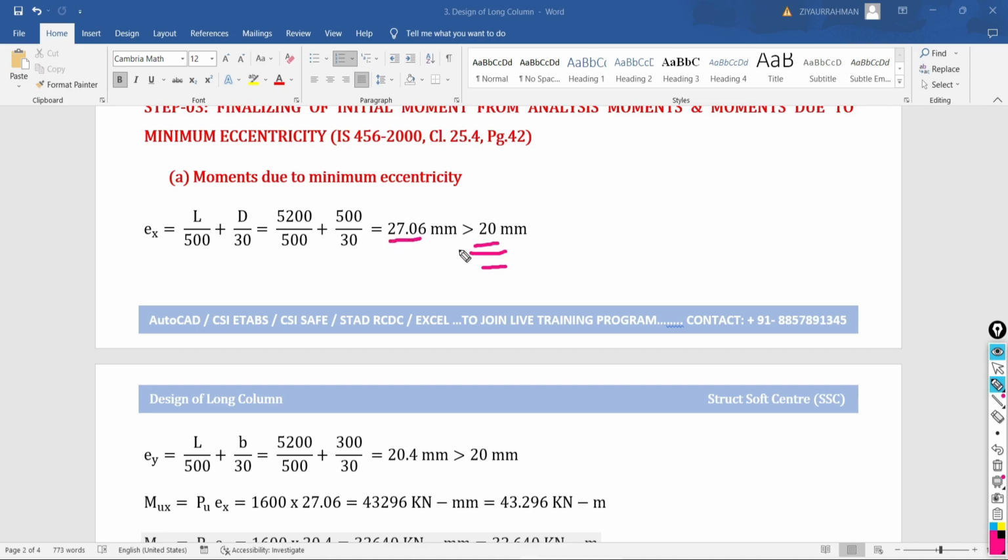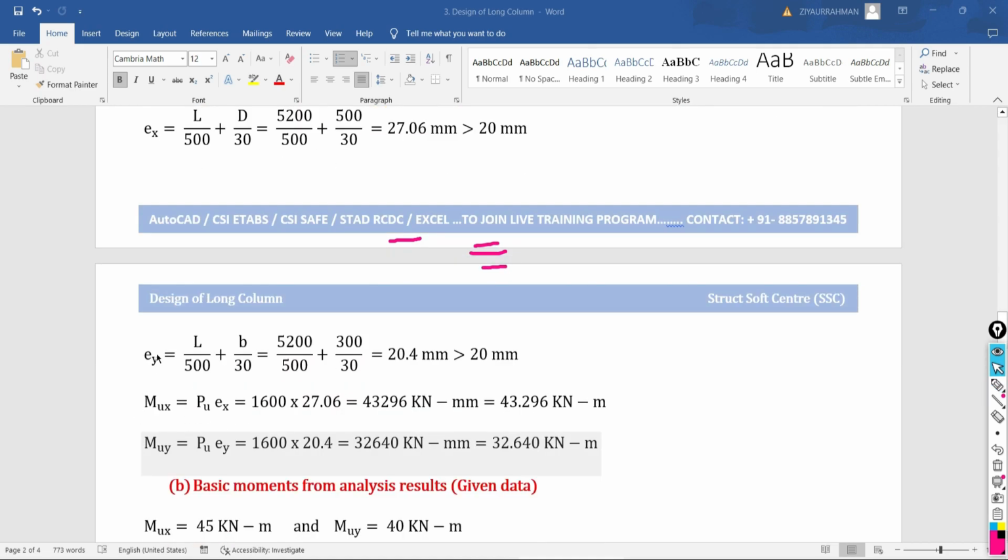If this value is coming less than 20 mm, at that time we have to consider at least 20 mm. Now next, we have to do the calculation for the eccentricity in y direction. Again, unsupported length divided by 500 plus width of the column divided by 30. After doing the calculation, we are getting the value of 20.4 mm, which is again greater than 20 mm. So we have to consider this 20.4.